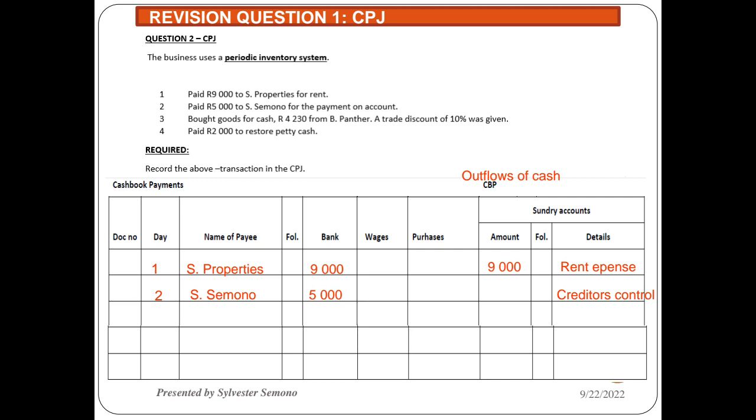Is everyone okay, guys? Yes. So can you see now? And then I think by now you know why I came to details to sundry accounts, because I don't have a column here. If I had a column for creditors control, I would write under the creditors control. Guys, again, you must know the reason why I said creditors control is because we are paying Simono for the payment of the account. The fact that we have got an account means we owe Simono. That's why we say they are our creditors. I hope it makes sense.